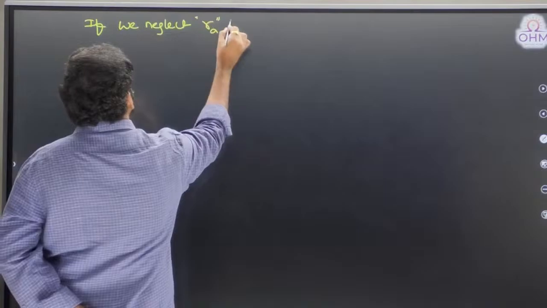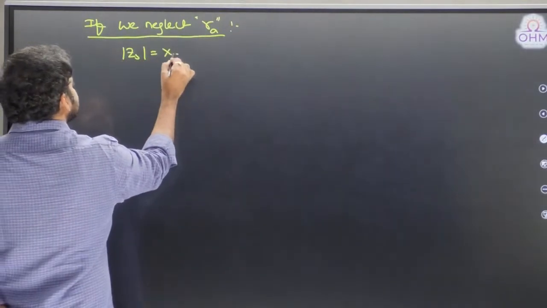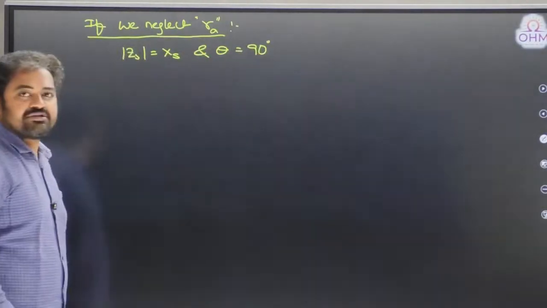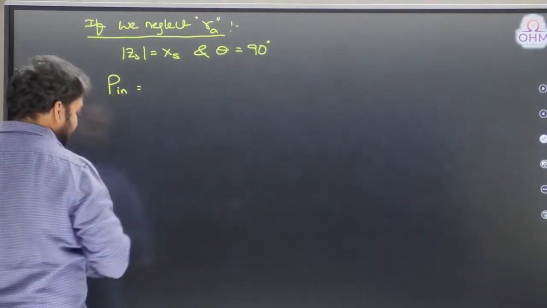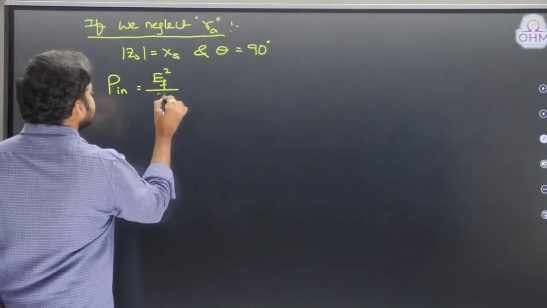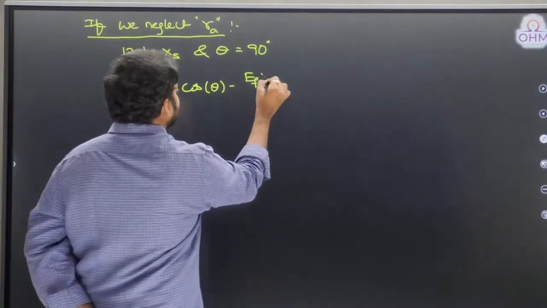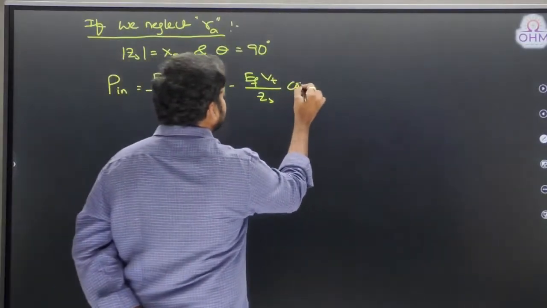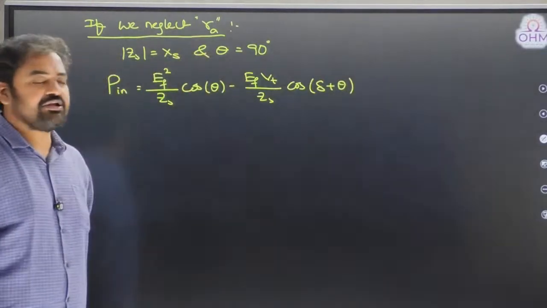If we neglect armature resistance, what will happen, guys? The ZS value will become XS and the impedance angle will become 90 degrees. Theta becomes 90 degrees. Therefore, what will be the input power now? Yes, I will go back. Look at the formula. This is EF square by ZS into cos theta minus EF into VT by ZS cos(delta plus theta). Now just replace theta equal to 90 degrees.